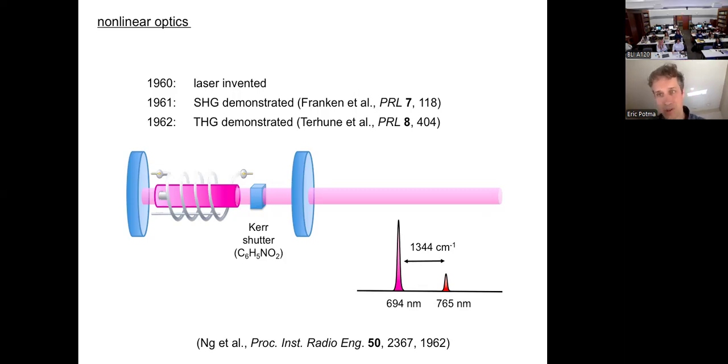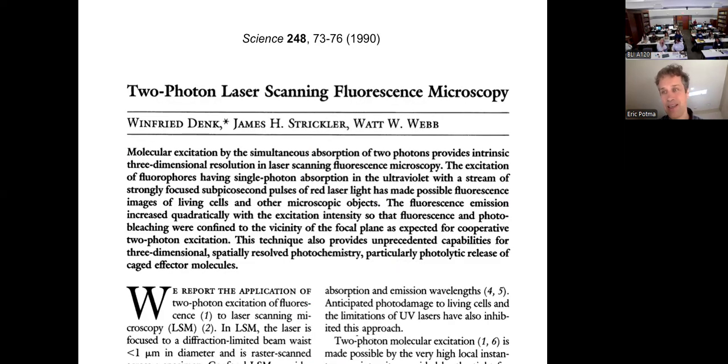also in 1962. So within 3 years of inventing the laser, all basic nonlinearities that we will be talking about were all demonstrated in the early 60s. Kind of amazing if you think about it. Now, for us, it turns out that those nonlinearities, even though they were demonstrated very early on, did not really have an impact in microscopy. And that only changed in the 1990s.